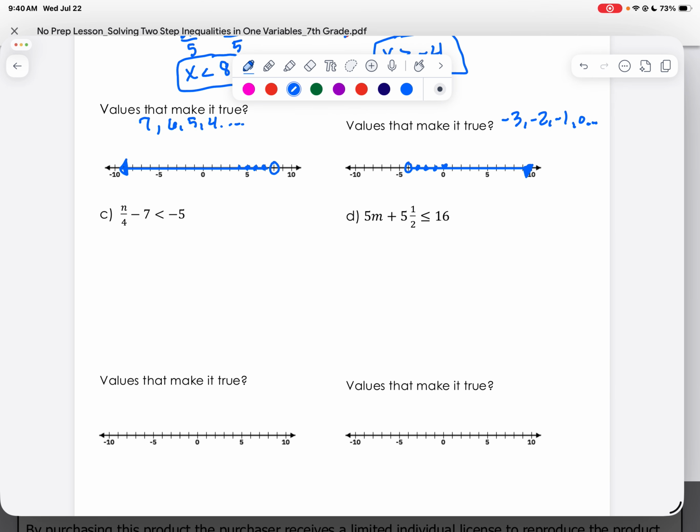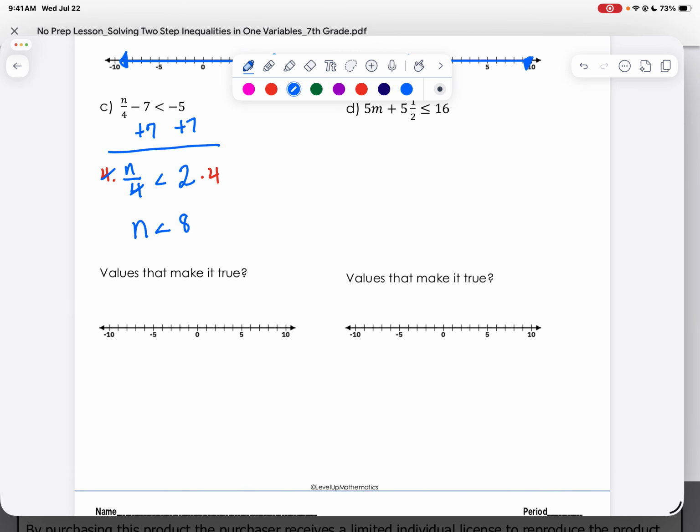All right, problem C. N divided by 4 minus 7 is less than negative 5. So I'll start out by adding 7. So N divided by 4 is less than positive 2. Now, the opposite of divide by 4 is multiply by 4. So this 4 would cancel with this 4 and leave me N is less than, and 2 times 4 is 8.